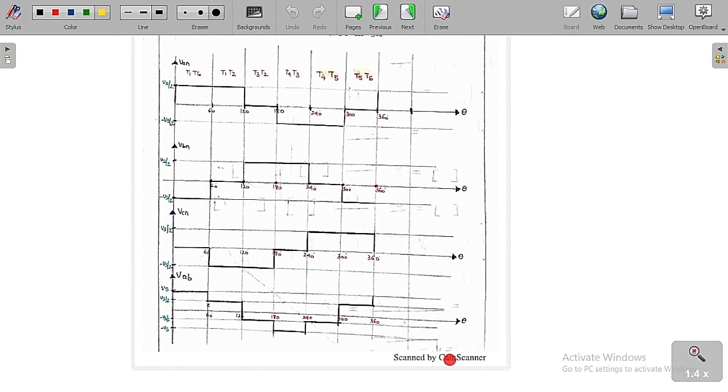And I have already told you that the phase voltages are in the shape of a cos square waveform, whereas the line voltages are in the form of a stepped square waveform. So the easy way to remember is this: for every 60 degrees, Vs by 2, Vs by 2, 0, minus Vs by 2, minus Vs by 2, 0.